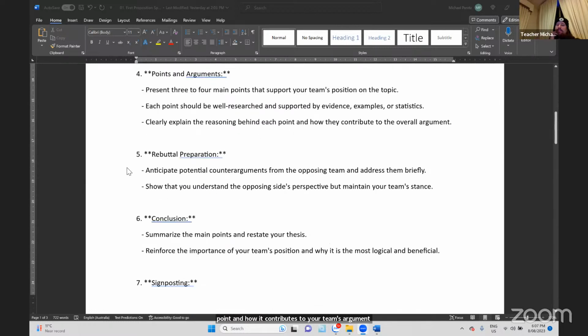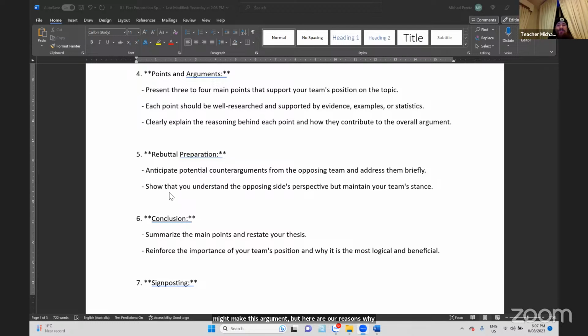Next, we have preparation for rebuttal. So this isn't actually delivering a rebuttal because no one from the other team has spoken yet, but you just want to anticipate and guess some of the arguments that the other team might try to present, and you just want to address them briefly. Just give 1 or 2 sentences just to say, they might make this argument, but here are our reasons why that argument doesn't count or isn't strong.